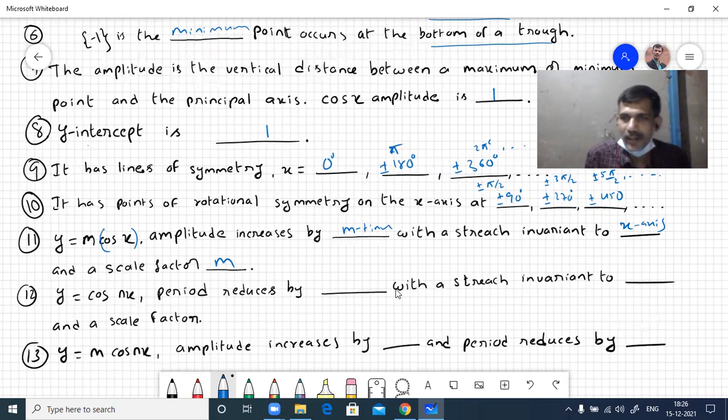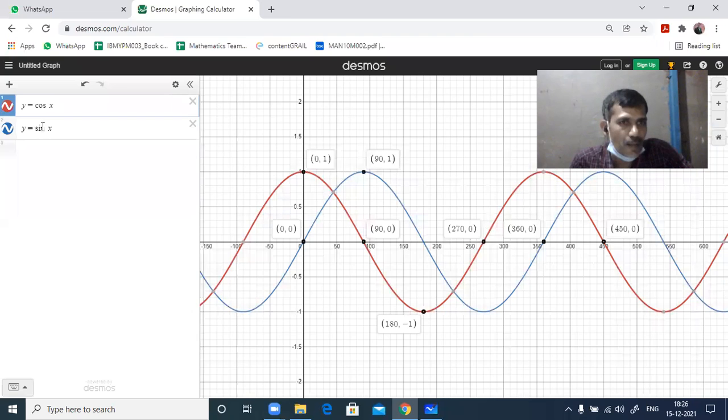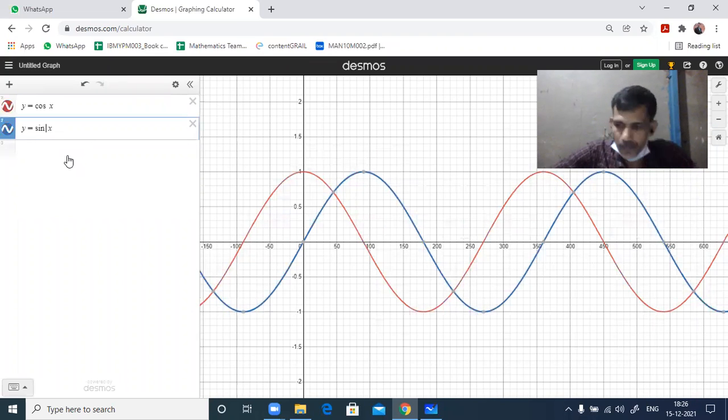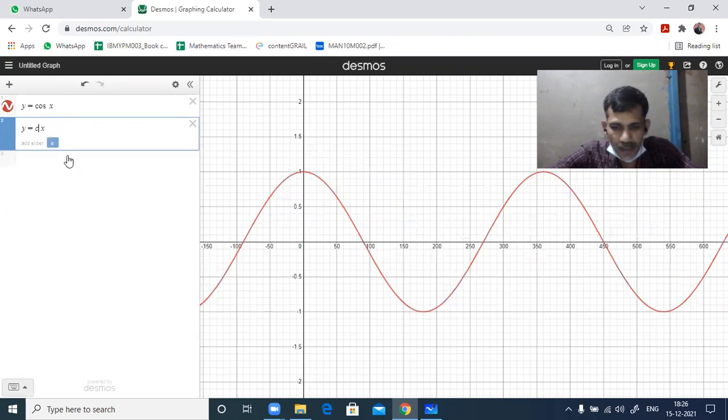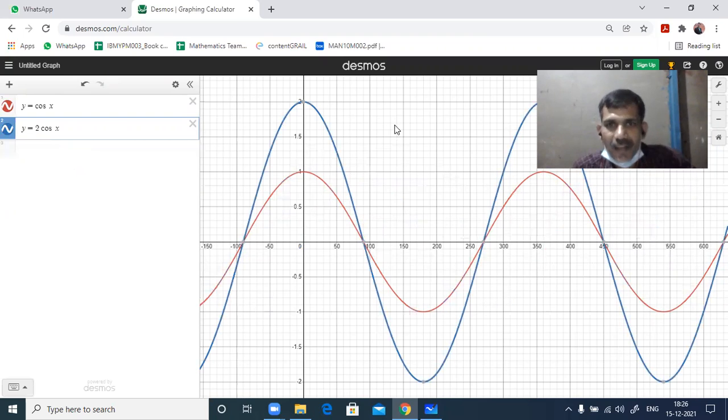Okay, we'll see that. We'll demonstrate that. Both we want cos, no? And we are multiplying cos with some 2, you see. See here how the amplitude has changed. Earlier it was 1. Now it is 2, see.